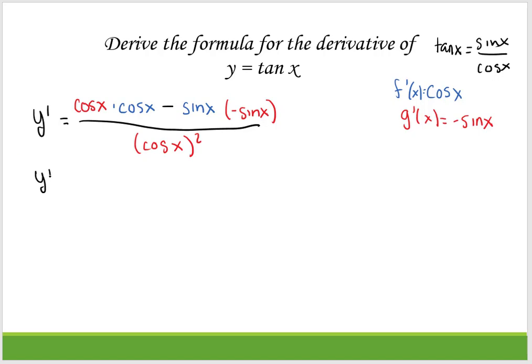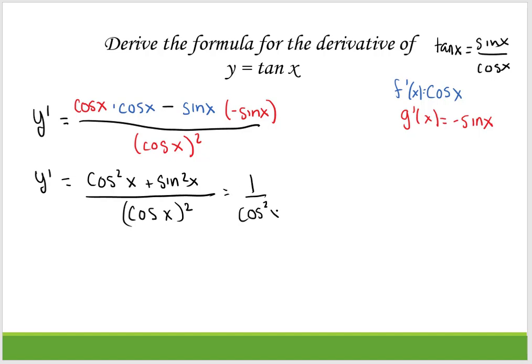So now simplifying that, let's notice what we have on the top. We have cosine squared x plus sine squared x all over cosine x squared. Well, what's sine squared plus cosine squared? Well, that equals 1. What's 1 over cosine squared? Secant squared x. So now we know the derivative of tangent.